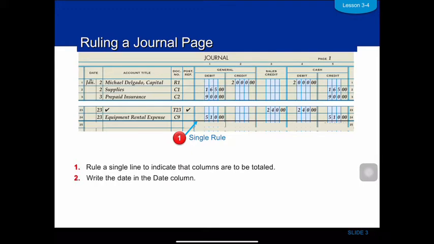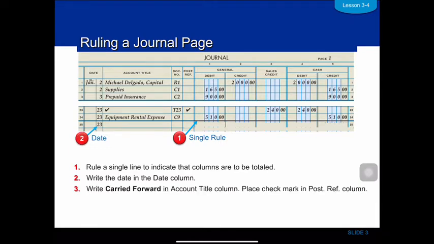Second of all, you're going to write the date that you are on. Today's date for this problem is the 23rd. The third step is you're going to write the words carried forward. Since we are bringing them up to the next page, we will write carried forward. These are not the totals for the end of the month because we still have a few days left. So we will write the words carried forward and we will place a check mark in there.